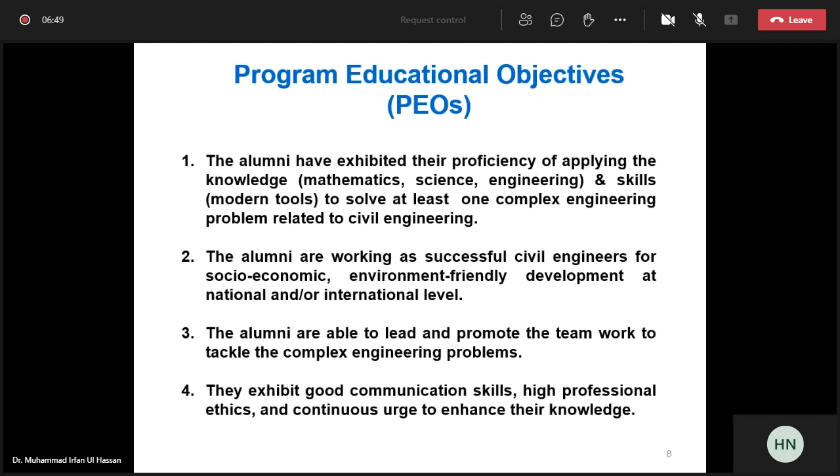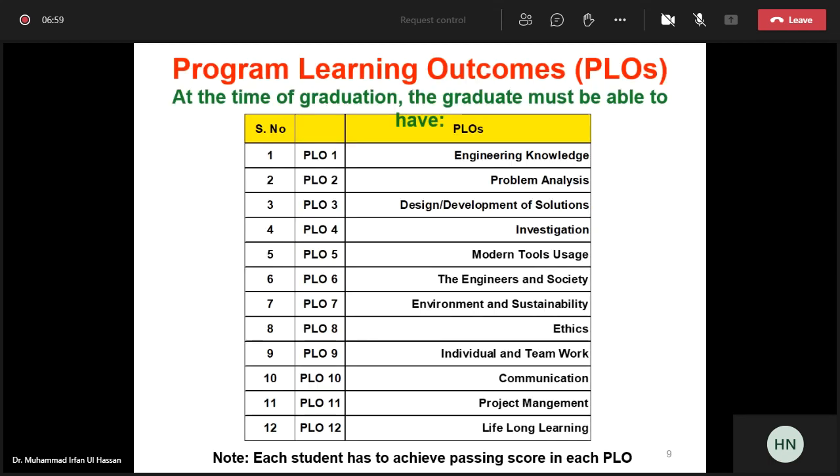So PLOs are already defined by the program. These are also displayed in the department. Similarly, the CLOs are also fixed. There are 12 PLOs, and every subject is somehow linked with one or two PLOs. In this subject, we are mostly linked to the design and development of solutions. So PLO3 is basically common for the theoretical part.